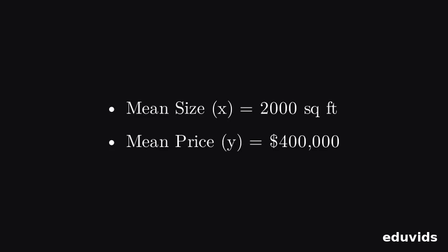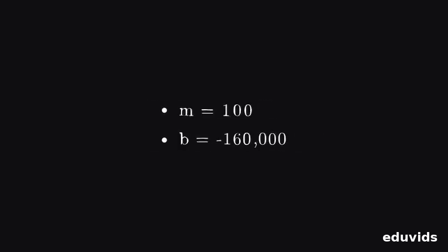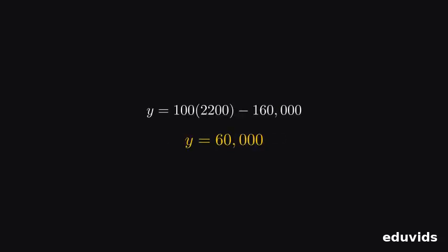Mean size 2,000 square feet. Mean price $400,000. After crunching the sums we might get m equals $100 per square foot and b equals negative 160,000. Now we can predict. A 2,200 square foot house gets price equals 100 times 2,200 minus 160,000, yielding $60,000.